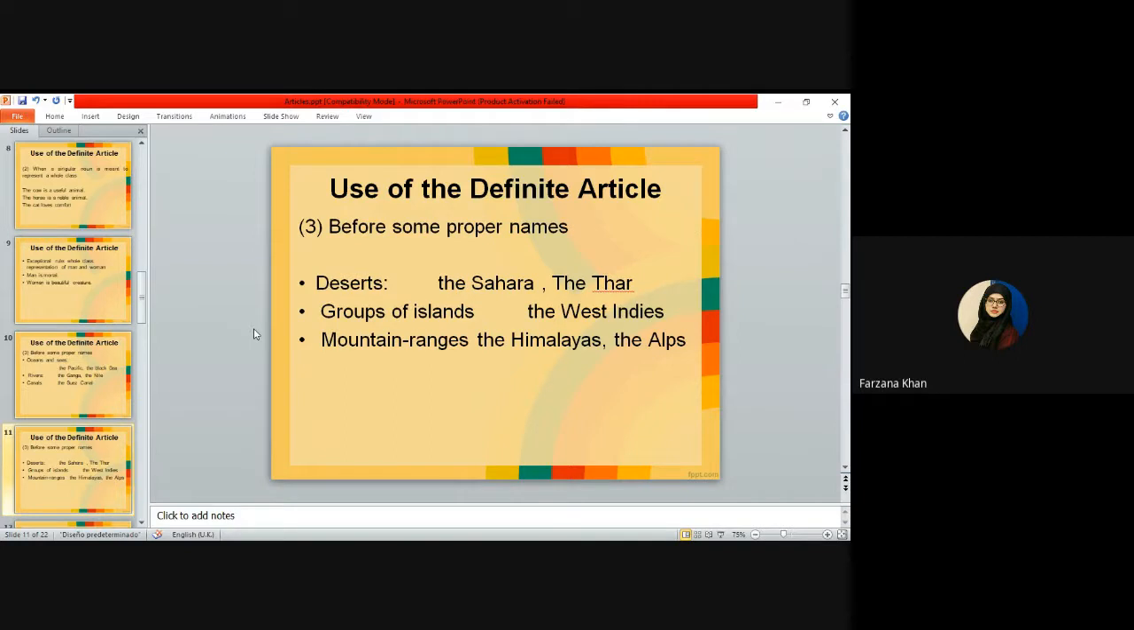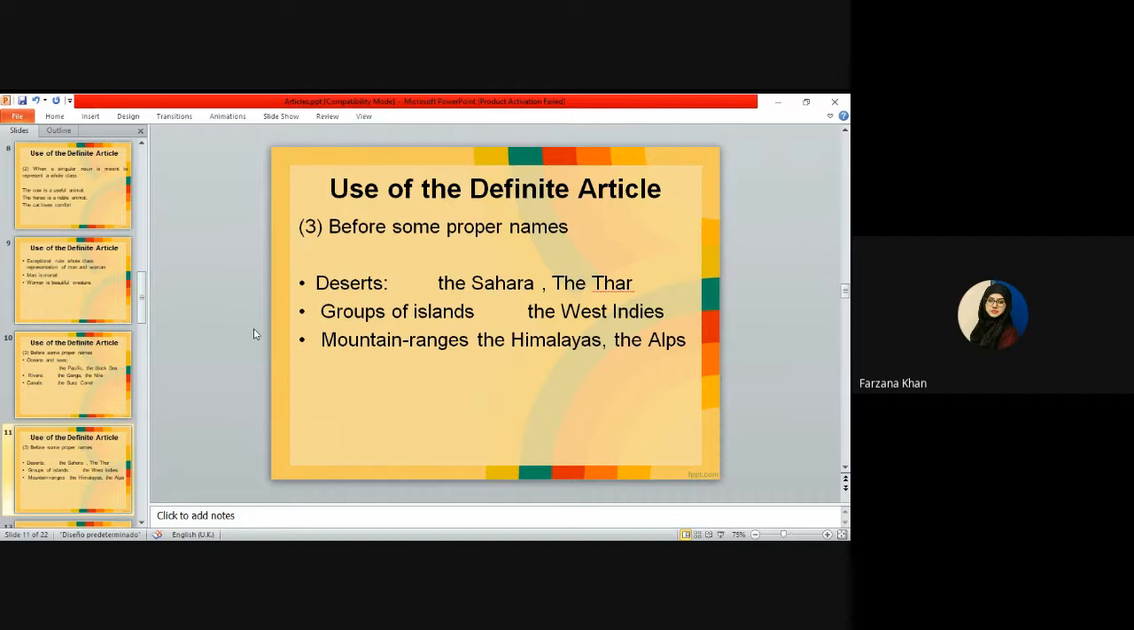Well, rule number three continues here. Some proper names: the names of deserts. With the name of deserts, you will always place the definite article. Whenever you call or write the name of any desert in the world, the Sahara, the Thar, whenever you write the complete name of a desert, you will always place the definite article before it. Similarly, the groups of islands: with the name of a group of islands, you will place the definite article. And another proper name is the name of mountain ranges.